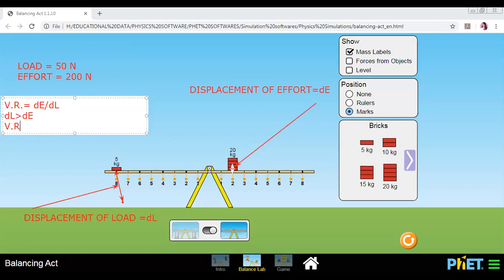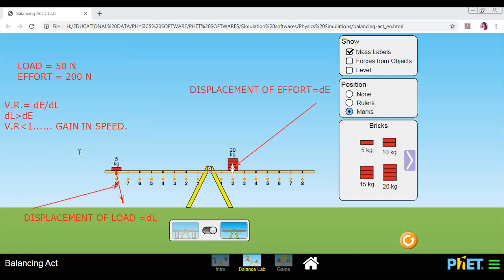So what you will find? You will find that this answer will come out to be less than 1. If you figure out that my displacement of load is more and the displacement of effort is less, so a smaller number divided by a bigger number, and you will definitely find that the answer will come out to be less than 1, and you will figure out that this machine is working as a gain in speed. Okay, so this helps us.